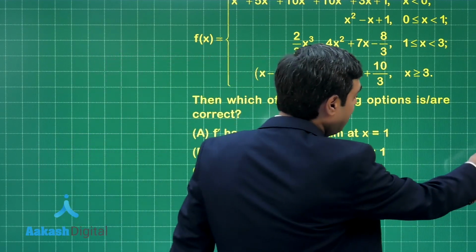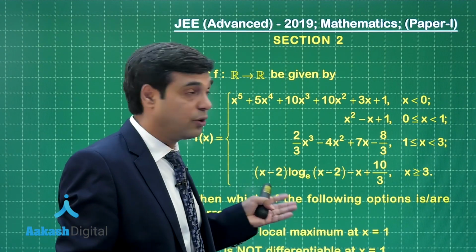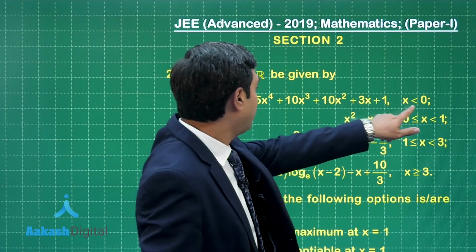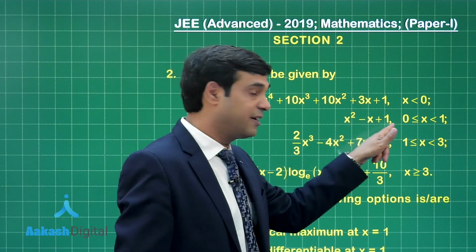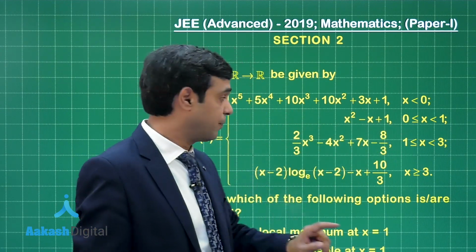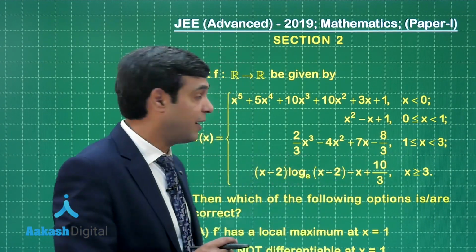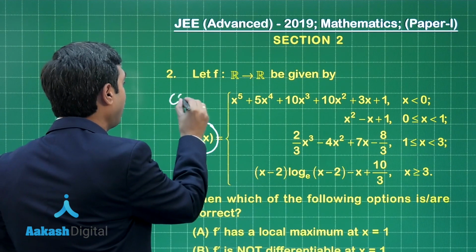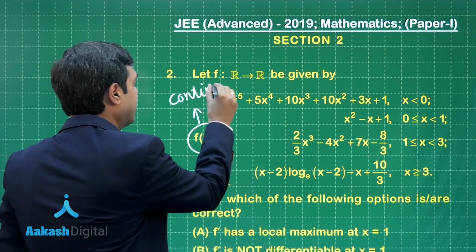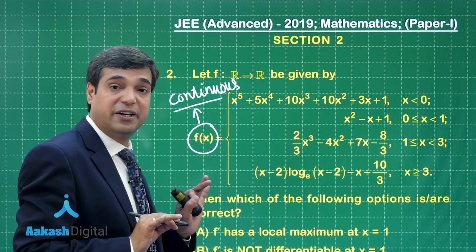So first of all we have to talk about f'. For that we need to check whether f is continuous or not. When you move to 0 from the left hand side it is 1. When you move to 0 from the right hand side it is also 1, means continuous at 0. Similarly check at 1 and 3, you observe that function f(x) is continuous for all real numbers. So there is no issue. Now let's differentiate this function.